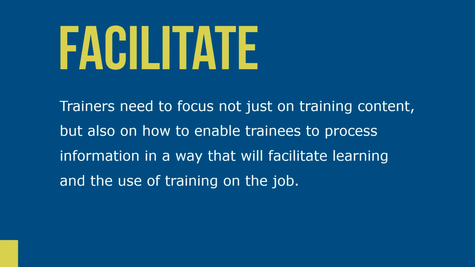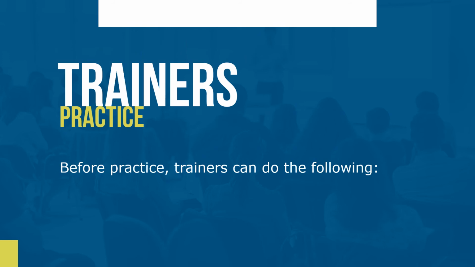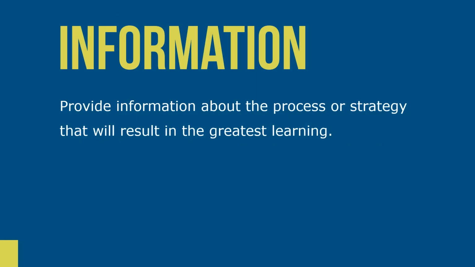Trainers need to focus not just on training content, but also on how to enable trainees to process information in a way that will facilitate learning and the use of training on the job. Before practice, trainers can do the following. Provide information about the process or strategy that will result in the greatest learning. For example, let trainees in a customer service class know about the types of calls they'll receive, like irate customers or requests for information on a product, or a challenge of a bill, and how to recognize such calls and how to complete them.